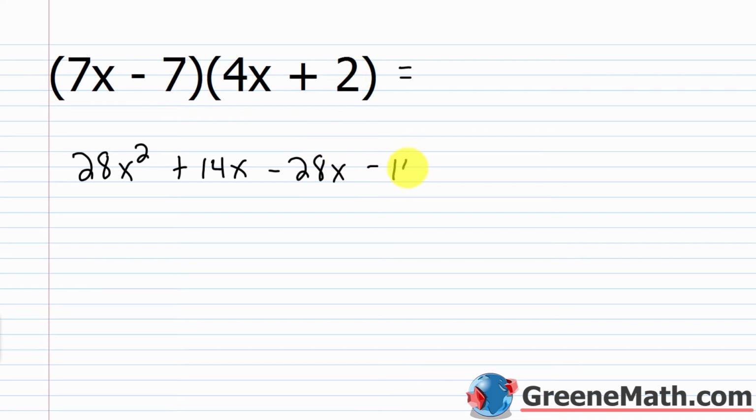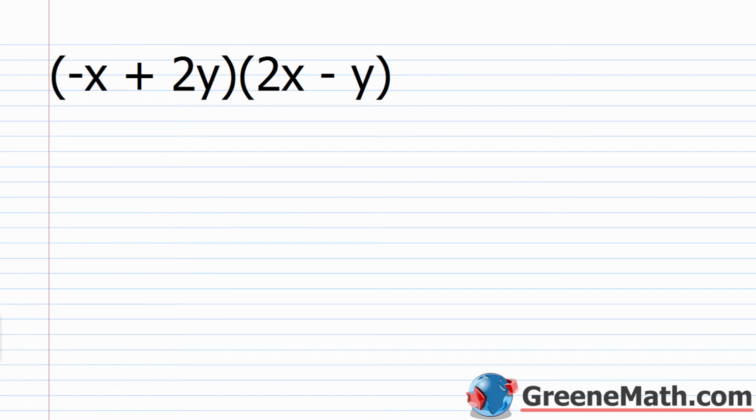That's -14. So we end up with 28x squared, 14x minus 28x is -14x, and then minus 14. So 28x squared minus 14x minus 14 is my answer. All right, let's take a look at another one. I have -x plus 2y times 2x minus y.